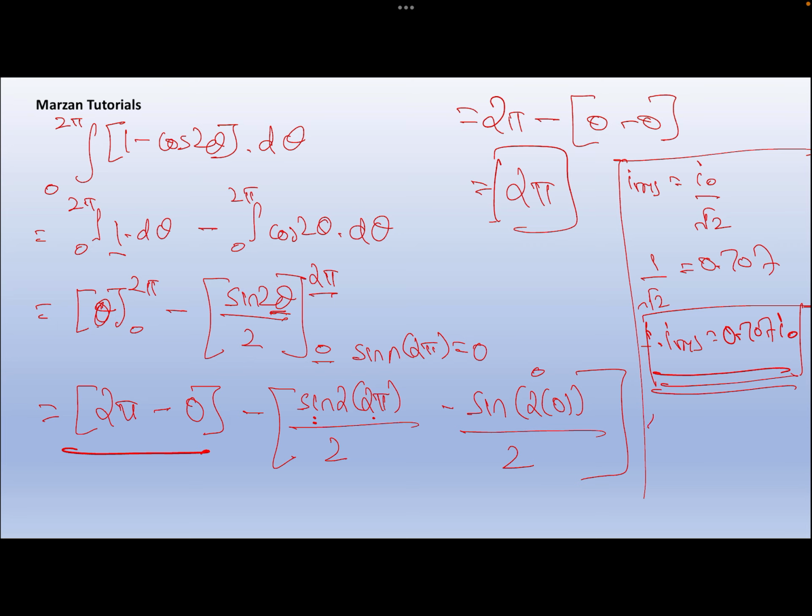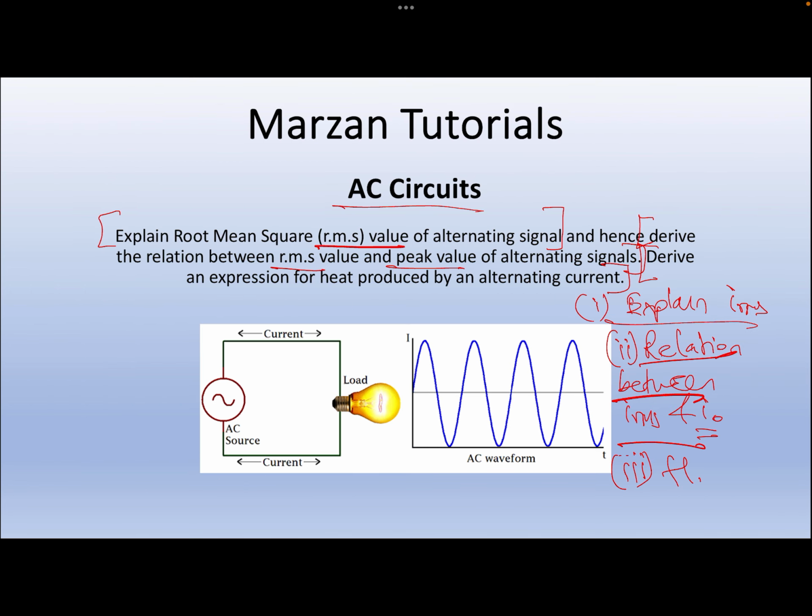Similarly, I can also say that E r.m.s is 0.707 of E0. Remember this formula. So we have now got the relation between I r.m.s and I0. So we have done the second part also, relation between I r.m.s and I0.